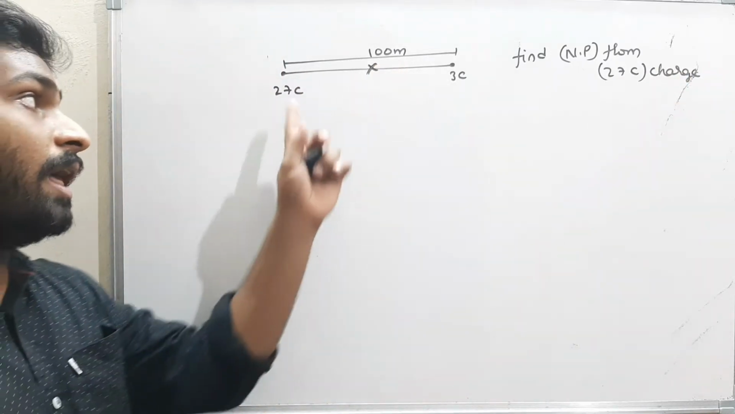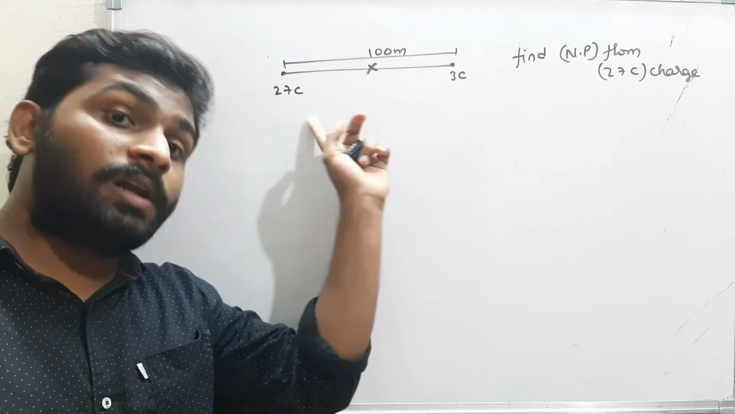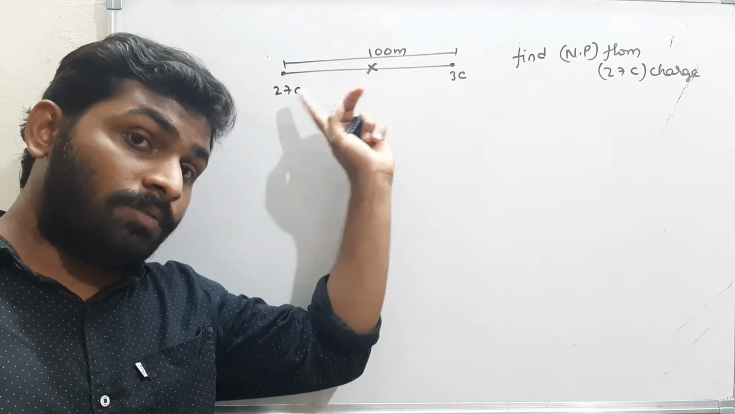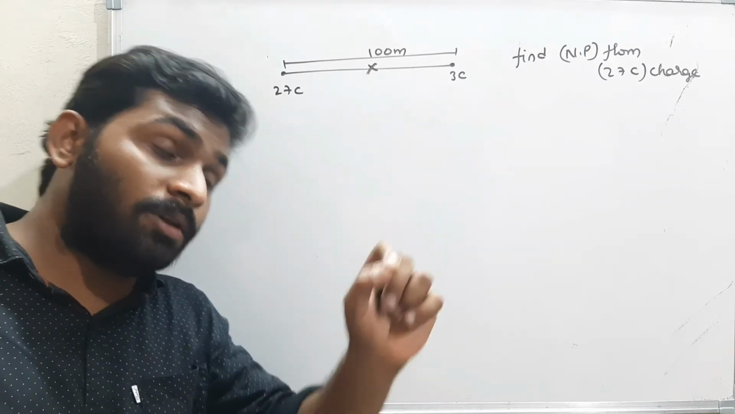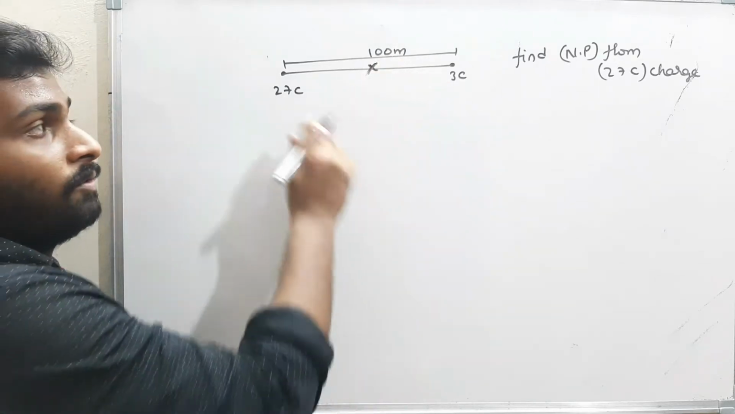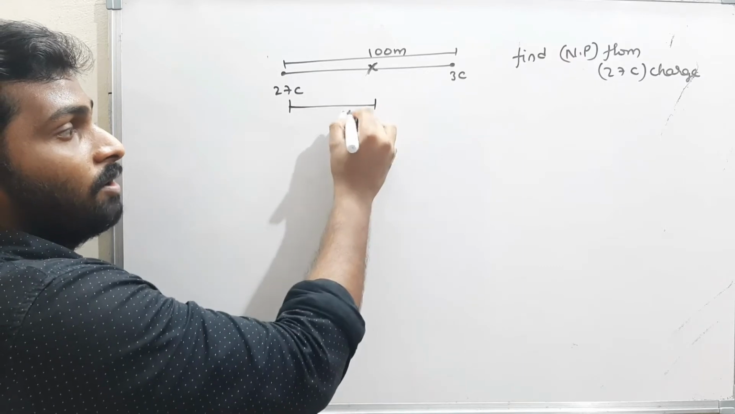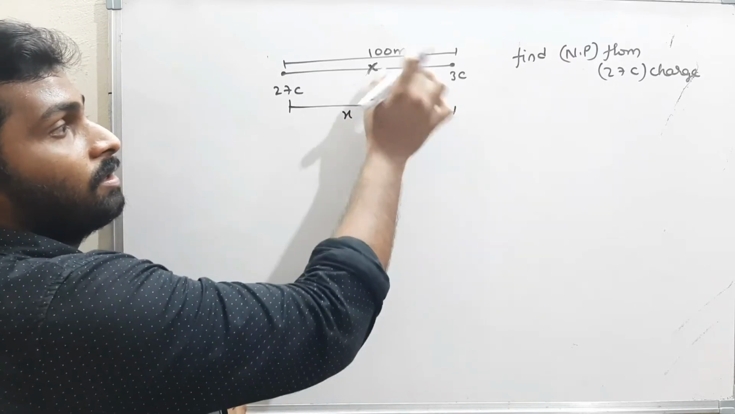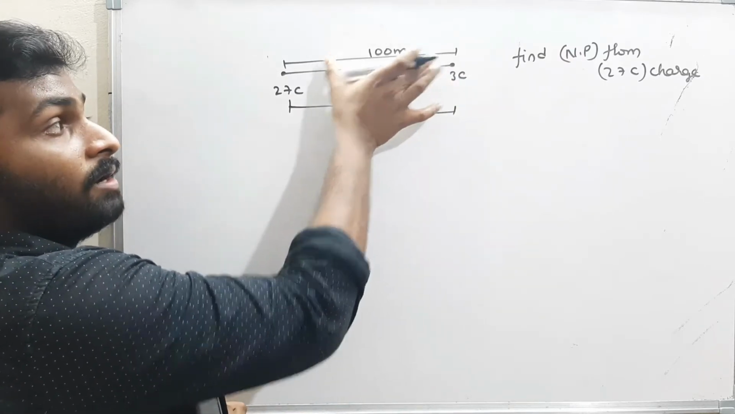Now see, both are like charges or unlike charges. Both are like charges, positive. Therefore, like charges means the null point will be between the two charges. Therefore, the null point is somewhere here. And from 27 coulombs I have to find it. That means if I assume it as x, and this will be from 3 coulombs, it will be 100 minus x.